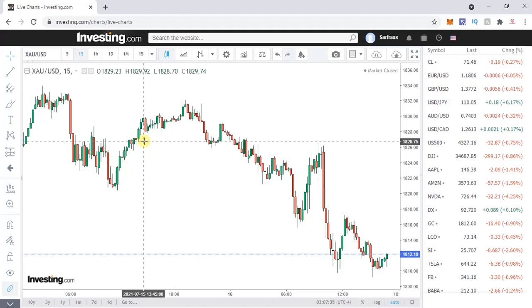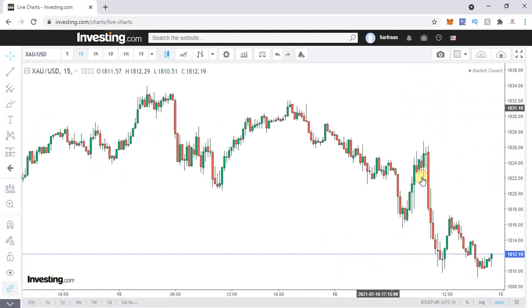Now basically, what are moving averages and how do they help us over here? Moving average is nothing but a mathematical average of the highs and lows, and a line is drawn based on that, which helps you in trading.